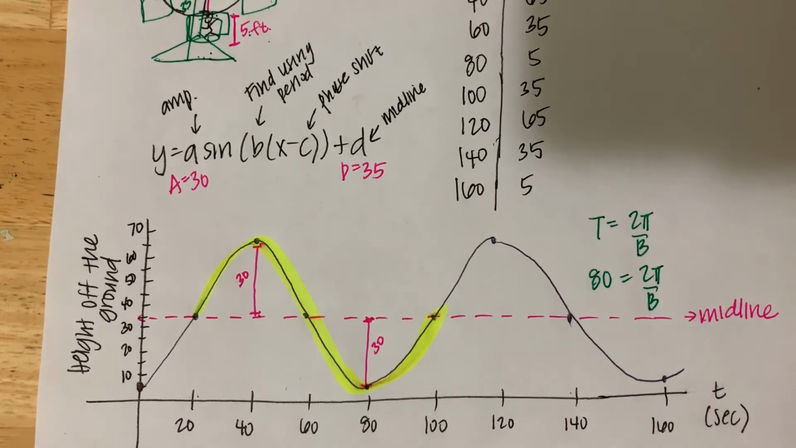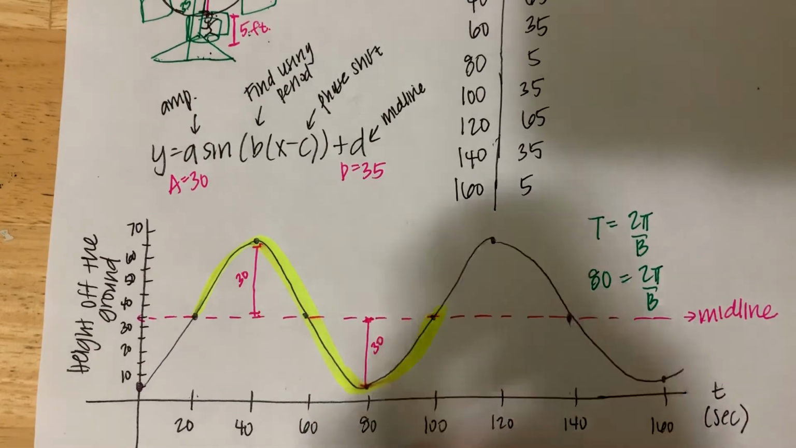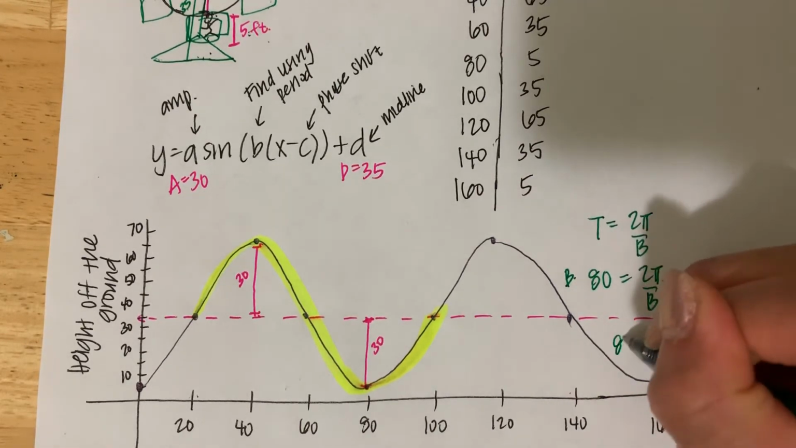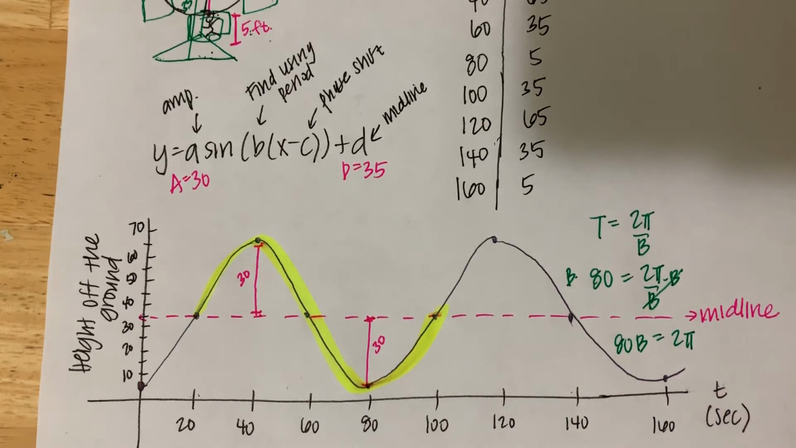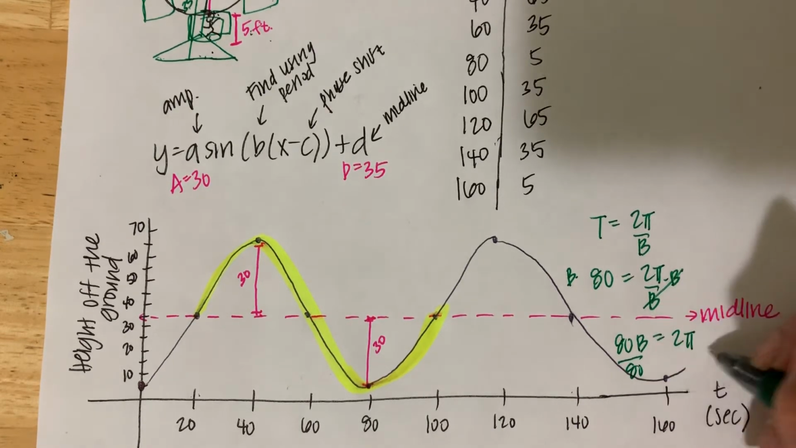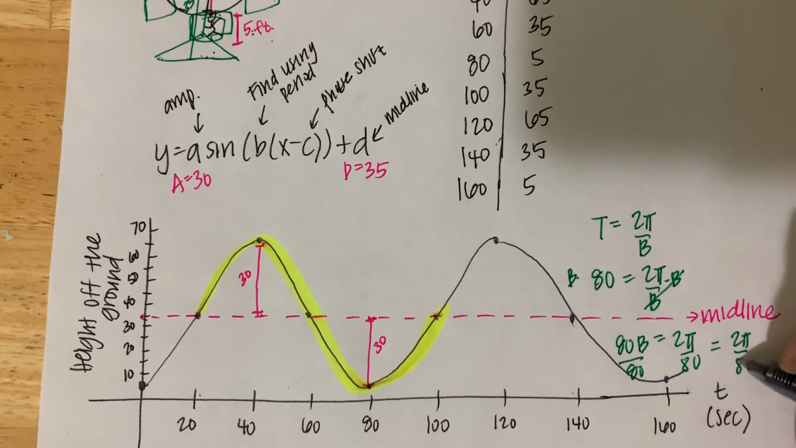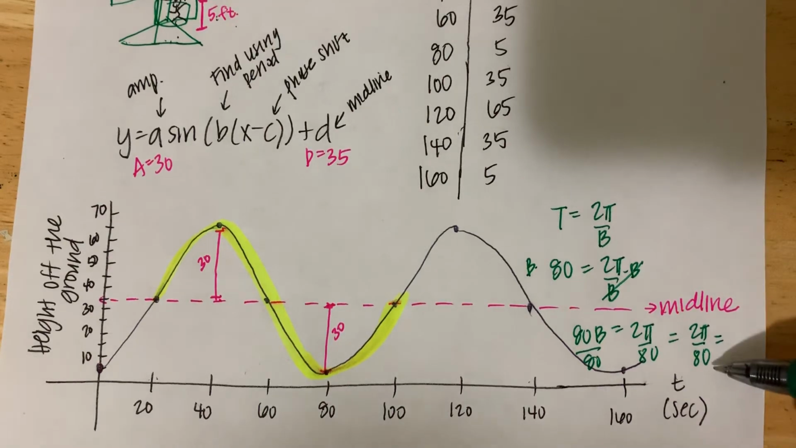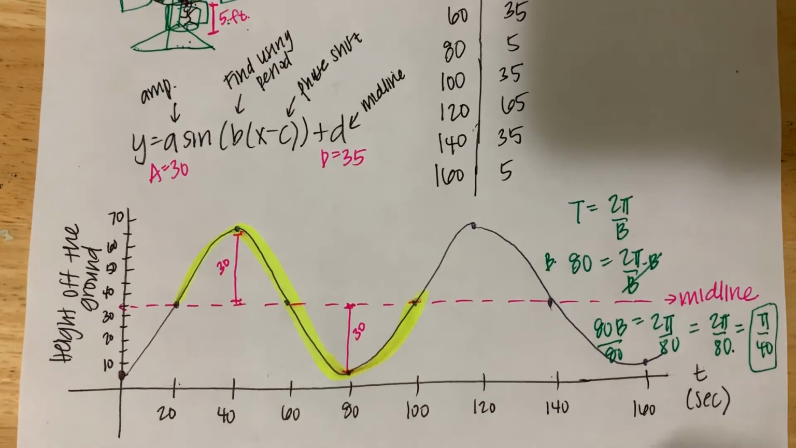So we have 80 equals 2 pi over b. I'm going to go ahead and multiply by b to both sides. So I get 80b equals 2 pi. Divide by 80. Our b value is 2 pi over 80. We could simplify this a little bit more. A number that divides 2 and 80 is 2. So we have pi over 40. What we just found right here is our b value.